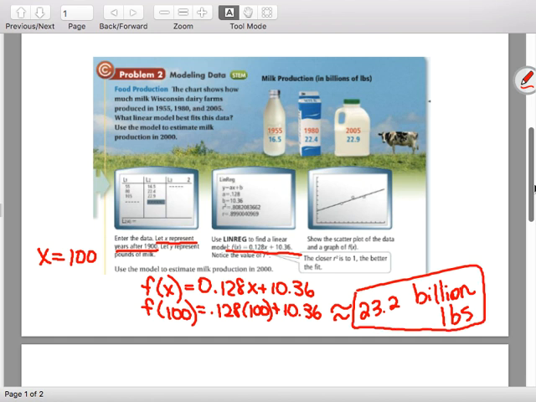And if you look at the data, so like if we plotted this on the graphing calculator, that does look like a line. It does look like it's going on a line. All right, when you're ready, flip the page.